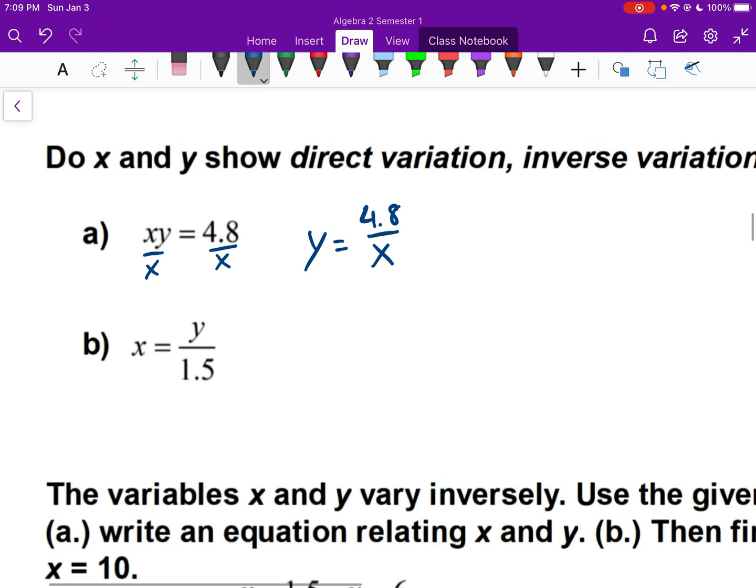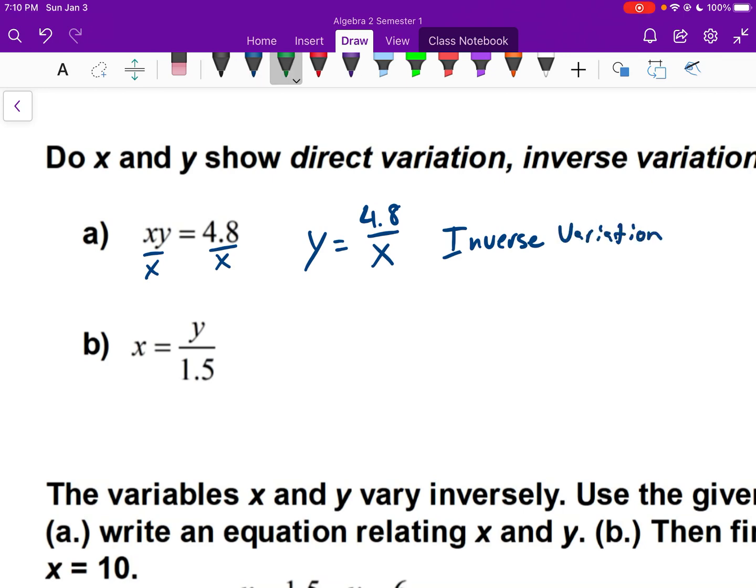Now in A, if you just look at it initially, x times y equals 4.8, you could think direct variation right away, but you need to remember to solve for y. And when we solve for y, it was 4.8 divided by x. So in this case, it is representing an inverse variation.